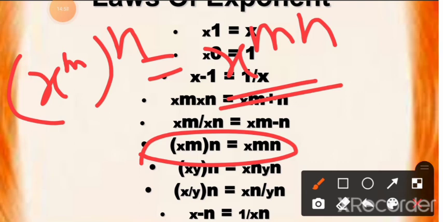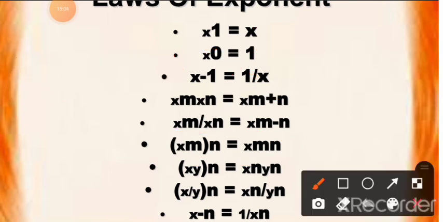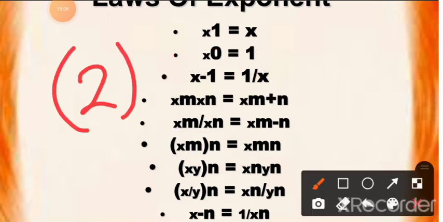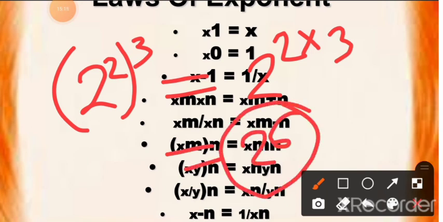How to use this formula or identity? Let's take another example: 2 power 2 whole power 3. You can write 2 power 2 into 3, which means 2 power 6. It is an example of calculating with this law of exponent.